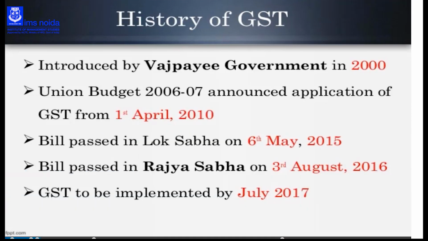If we talk about the history of GST, it was introduced by the BJP government in 2000. It was announced in Union Budget 2006-7 that it will be applicable from 1st April 2010. The first bill in Lok Sabha was passed on 6th May 2015, and after that a bill was passed in Rajya Sabha on 3rd August 2016, and GST was implemented in July 2017.